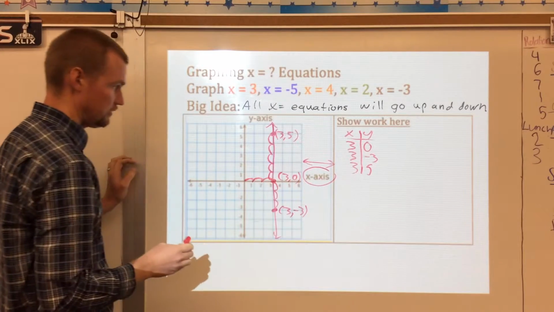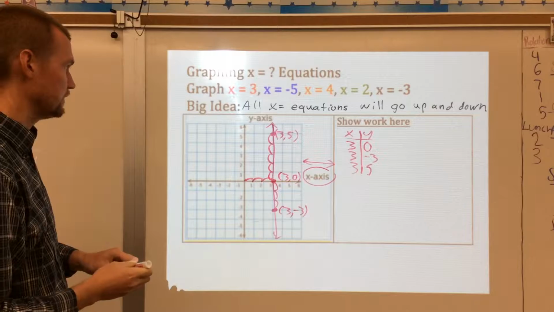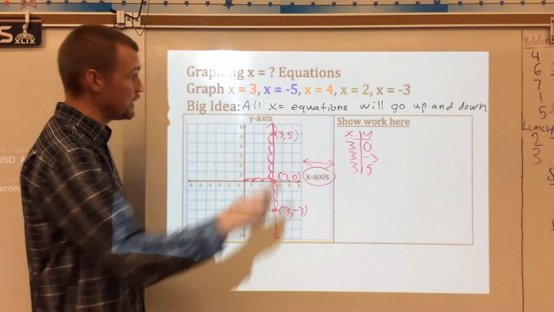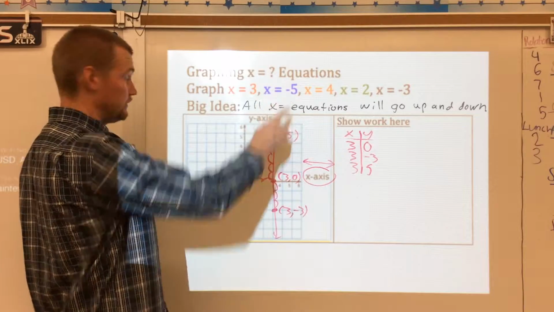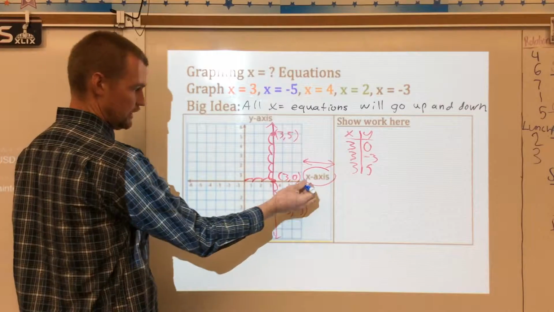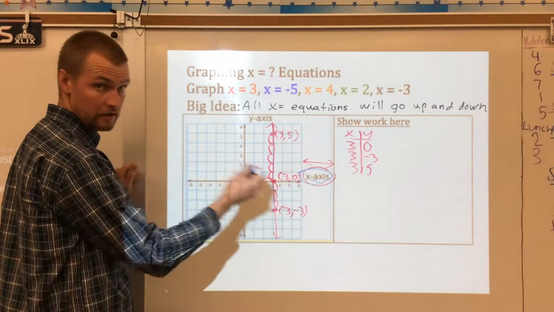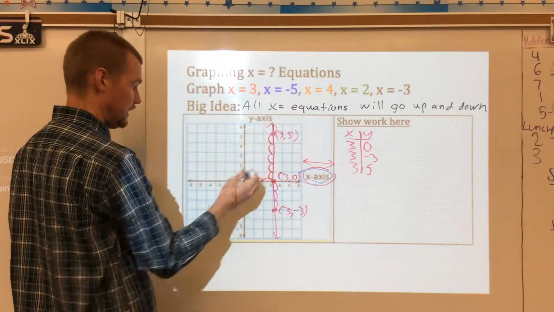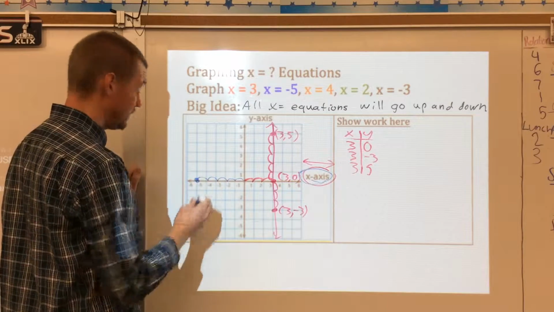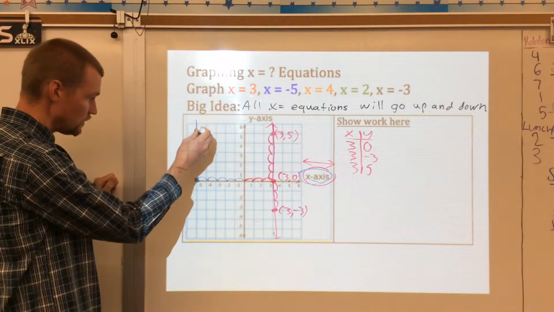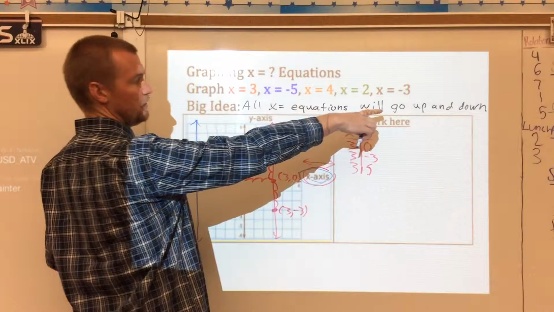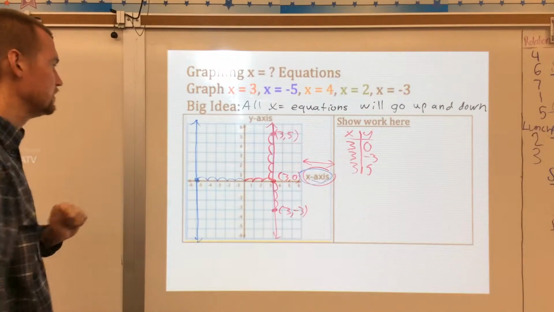So notice that graph works very nicely. Good to go there. And for our blue equation, we have x equals negative 5. We're going to locate the x-axis, which goes from side to side, and go back 5: 1, 2, 3, 4, 5. Negative 5 lands right there. We go up and down to cross the point, which completes our big idea that all x equations will go up and down.